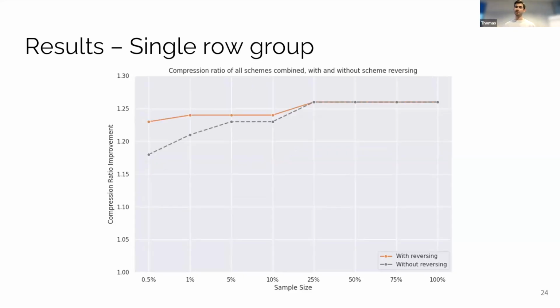A big reason we could achieve these results with small sample sizes is the mechanism of reversing C3 schemes. If, due to inaccurate expected compression ratios, we realize that the real compression ratio of a C3 scheme is much worse than expected, we can cancel the scheme and use the single column compression schemes instead. This graph shows the improved compression ratios with the reversing mechanism activated and deactivated. The lower the sample size, the more C3 schemes are reversed. And from sample sizes of 25% onwards, the expected compression ratios are accurate enough that reversing is not needed.